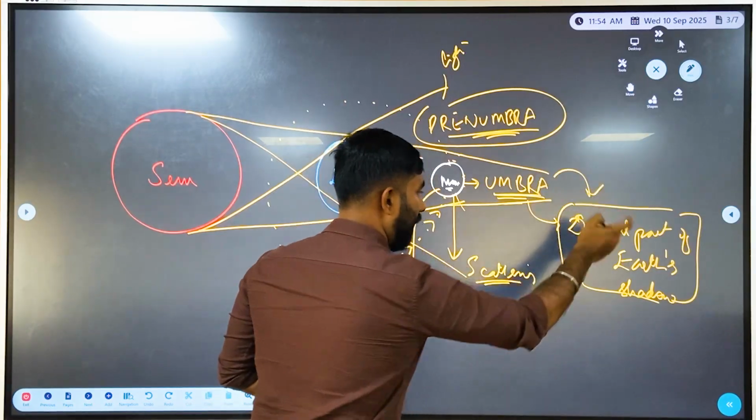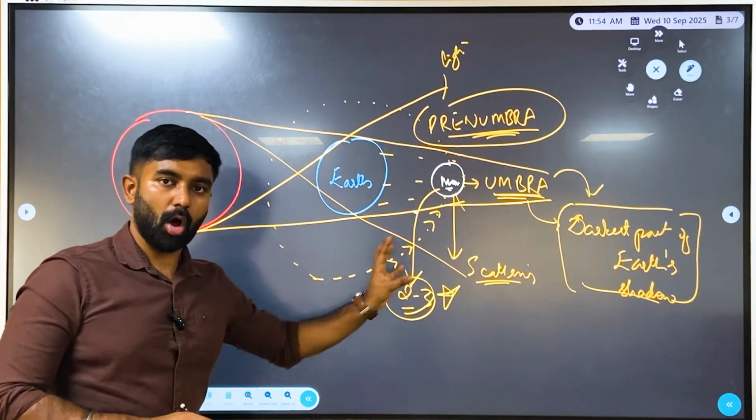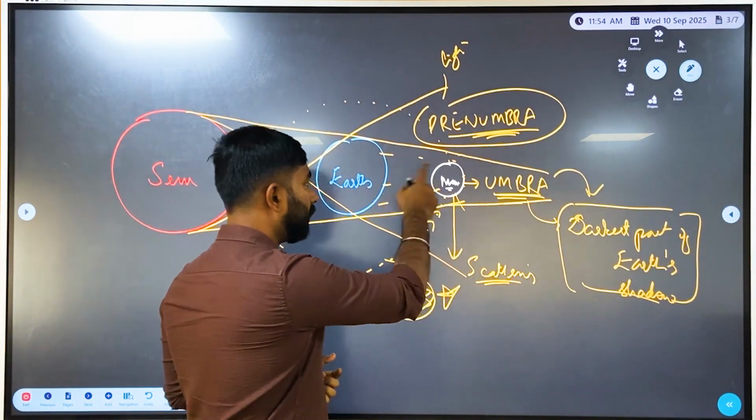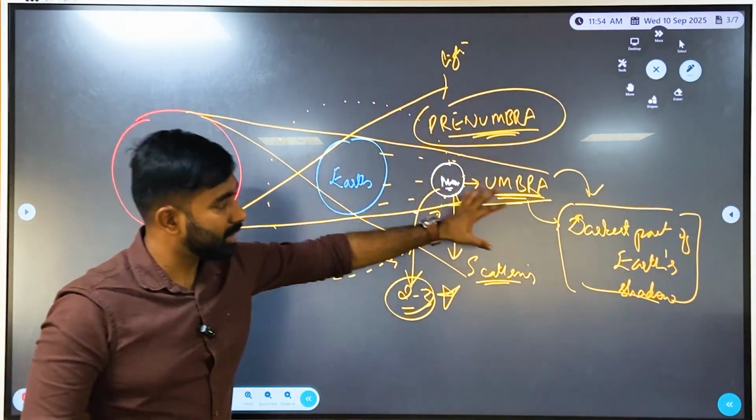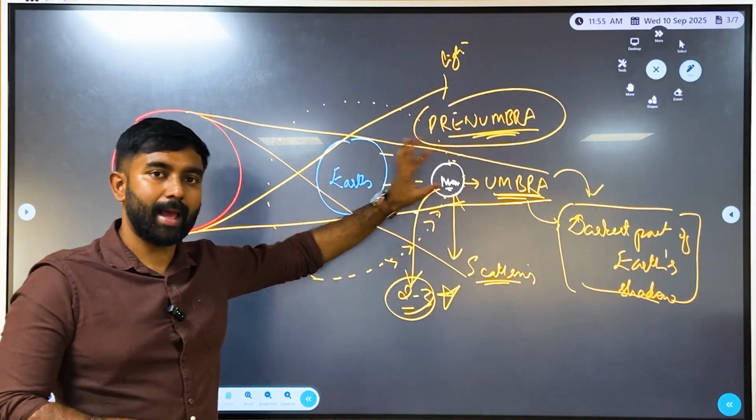Umbra is the darkest part of the earth's shadow. So when the moon, while taking its orbit, passes exactly through the umbra region of the earth's shadow, which is the darkest part of the earth's shadow, then you can call that the moon is eclipsed.